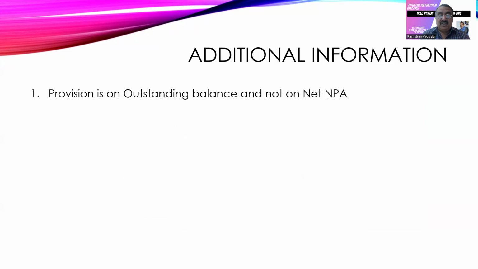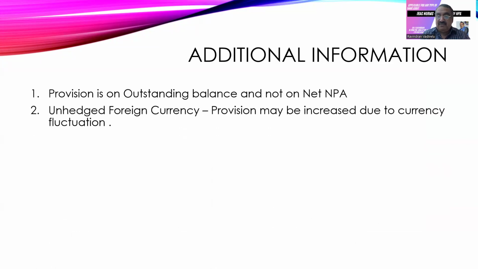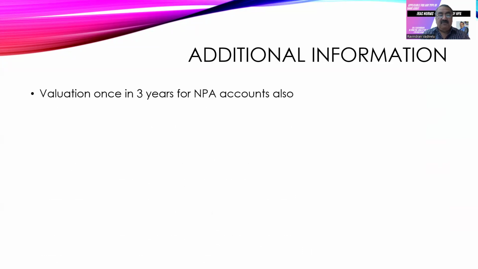And this additional information I also want to give. The provision is to be made on the outstanding balance, not on the net NPA. Unhedged foreign currency, if it is there, provision may be increased due to foreign currency fluctuation. Hedged agreement, regular provisions. And valuation of NPA account should also be made once in 3 years. This is a very, very important thing.